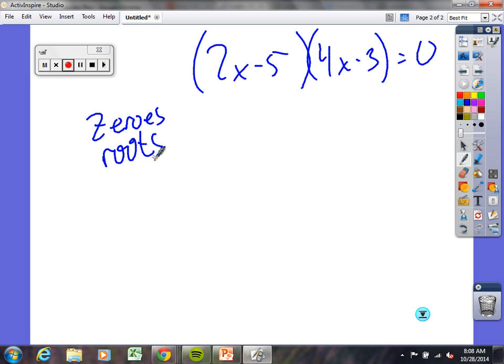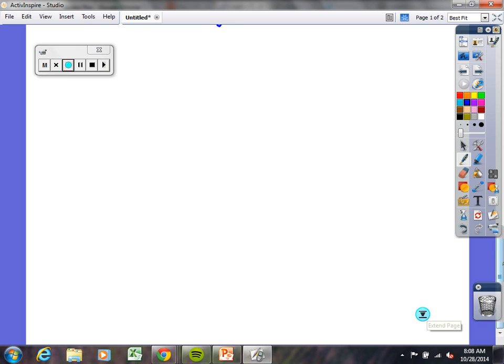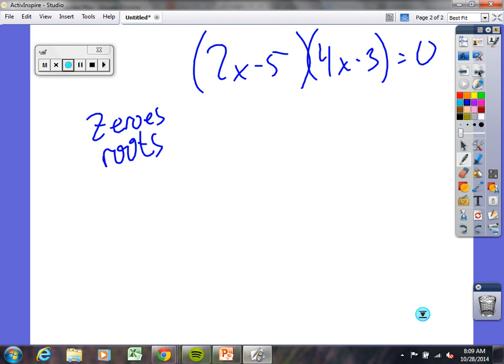But what did I do, ladies and gentlemen, on my last problem? Right down here. I had these binomials, and what did I do to them? I set them equal to 0, didn't I? Because I want to know, when does this binomial equal 0, right? So I set it equal to 0, because when I set it equal to 0 and I solve, that tells me what value makes it 0, correct? Okay? So, I'm going to do the same thing. I'm going to set the binomials equal to 0. Okay? So, I have 2x minus 5 equals 0, and 4x minus 3 equals 0.